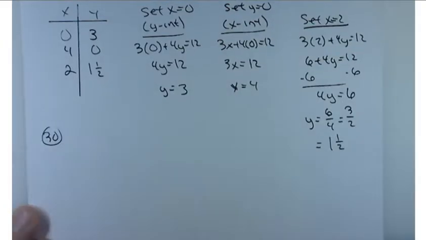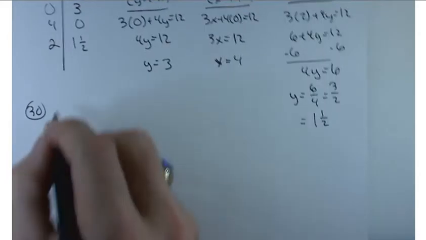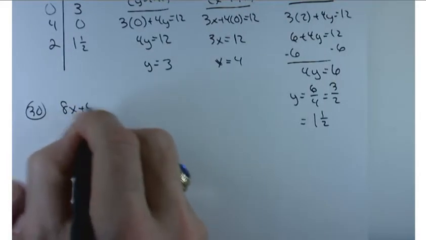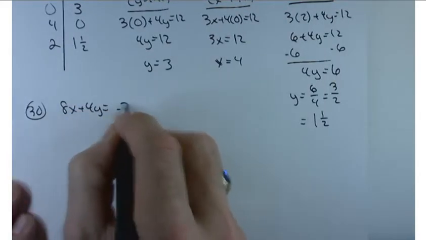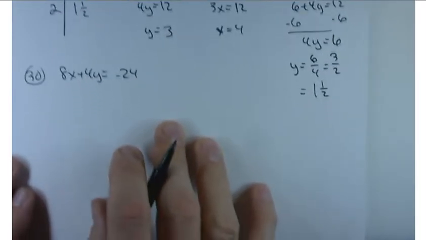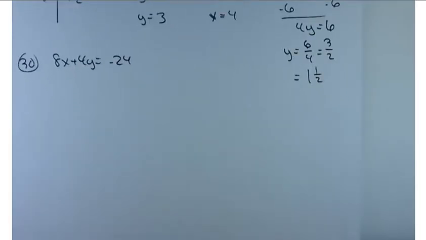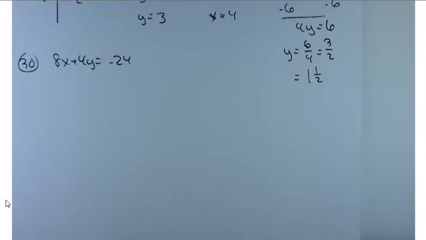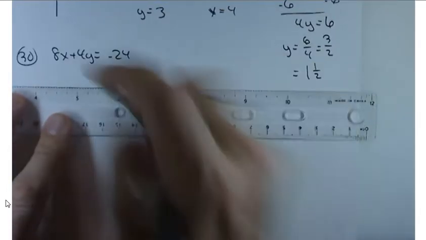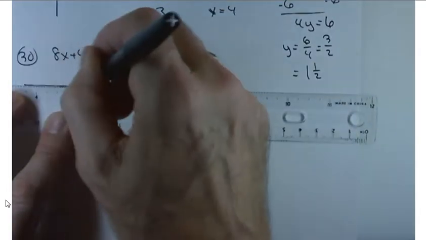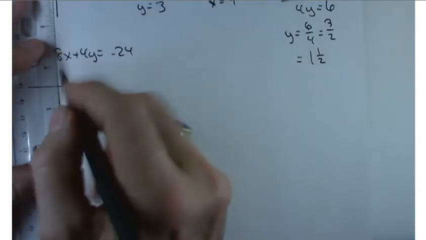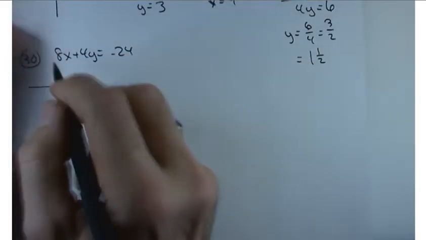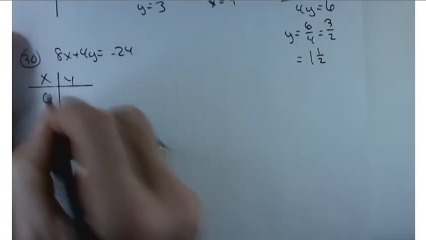Problem number 30 looks like this: 8x plus 4y equals negative 24. And kind of like the last one, we're going to start by plotting our x and y intercepts. So I'll make ourselves a little table here. X and y, 0 and 0.